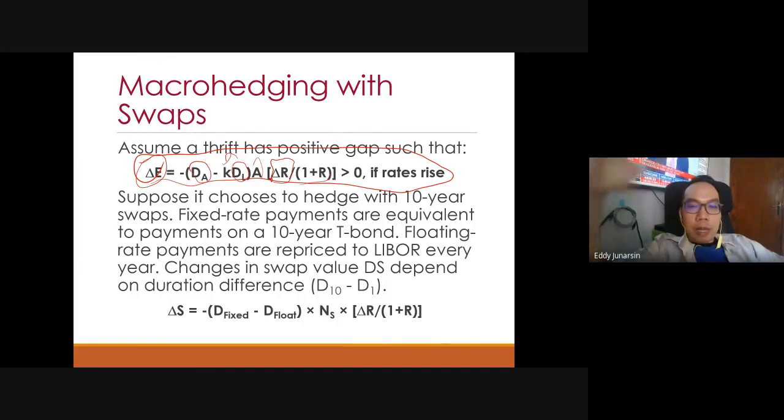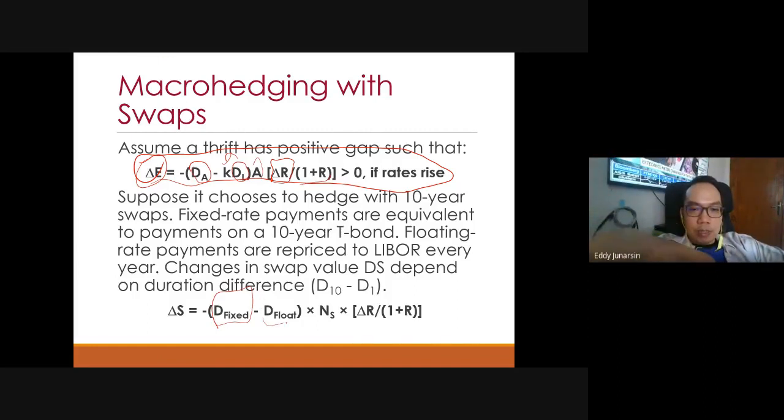So we want to balance the change in the equity value with the change in the swaps value, because we go to the swaps market, the swaps contract, to make sure that if something happens to the equity value, it will be compensated or we gain back some money from the change in the swaps contract value, and vice versa. If the equity value is increasing, most likely the swaps value will decrease, because this is a hedging mechanism, not speculation.